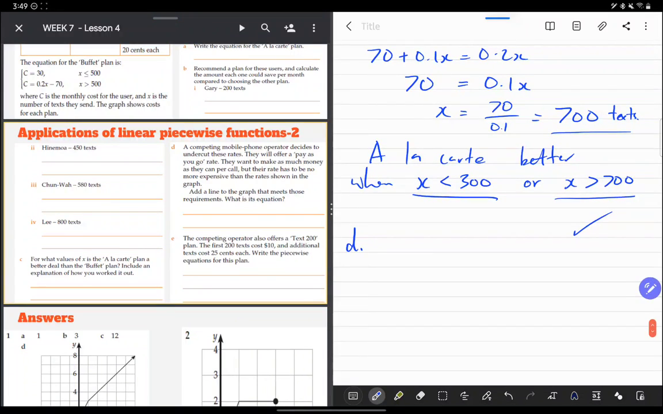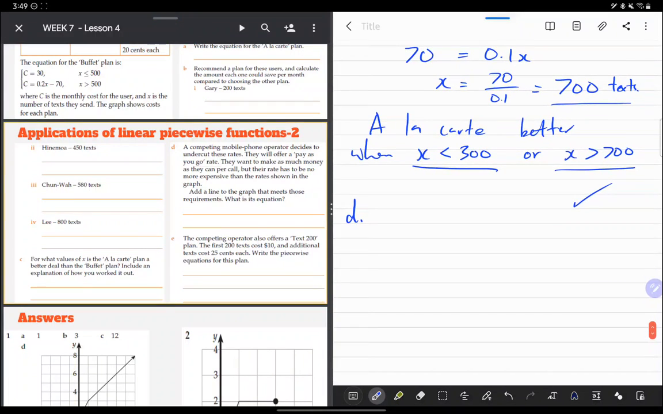What's the equation? So they want to make it a pay-as-you-go, so it's going to be a straight line that goes from the 0. Cool. We know that the current graph looks like this, but they want their straight line that starts from here to be no more expensive than any of these plans at any point, but also the highest it can possibly be.